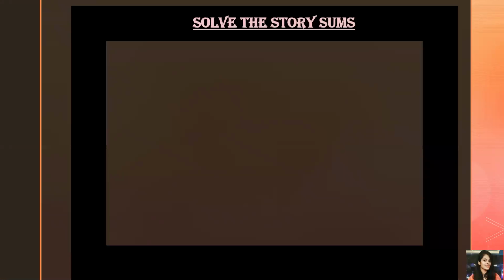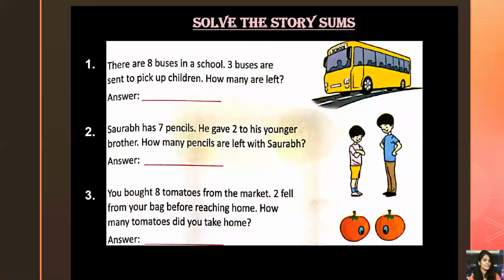Let's solve the story sums. There are total 3 story sums. Starting with the first one. There are 8 buses in a school. 3 buses are sent to pick up children. How many are left? 8 buses minus 3 buses. So the answer will be 5. 5 buses are left in the school.